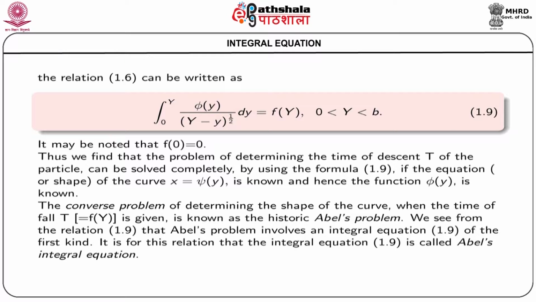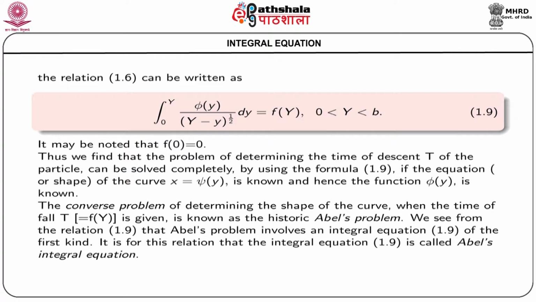Now Abel modified this problem and thought of the converse of the problem: if the time of fall is specified, then can we know the shape of the curve? This problem is historic Abel's problem.